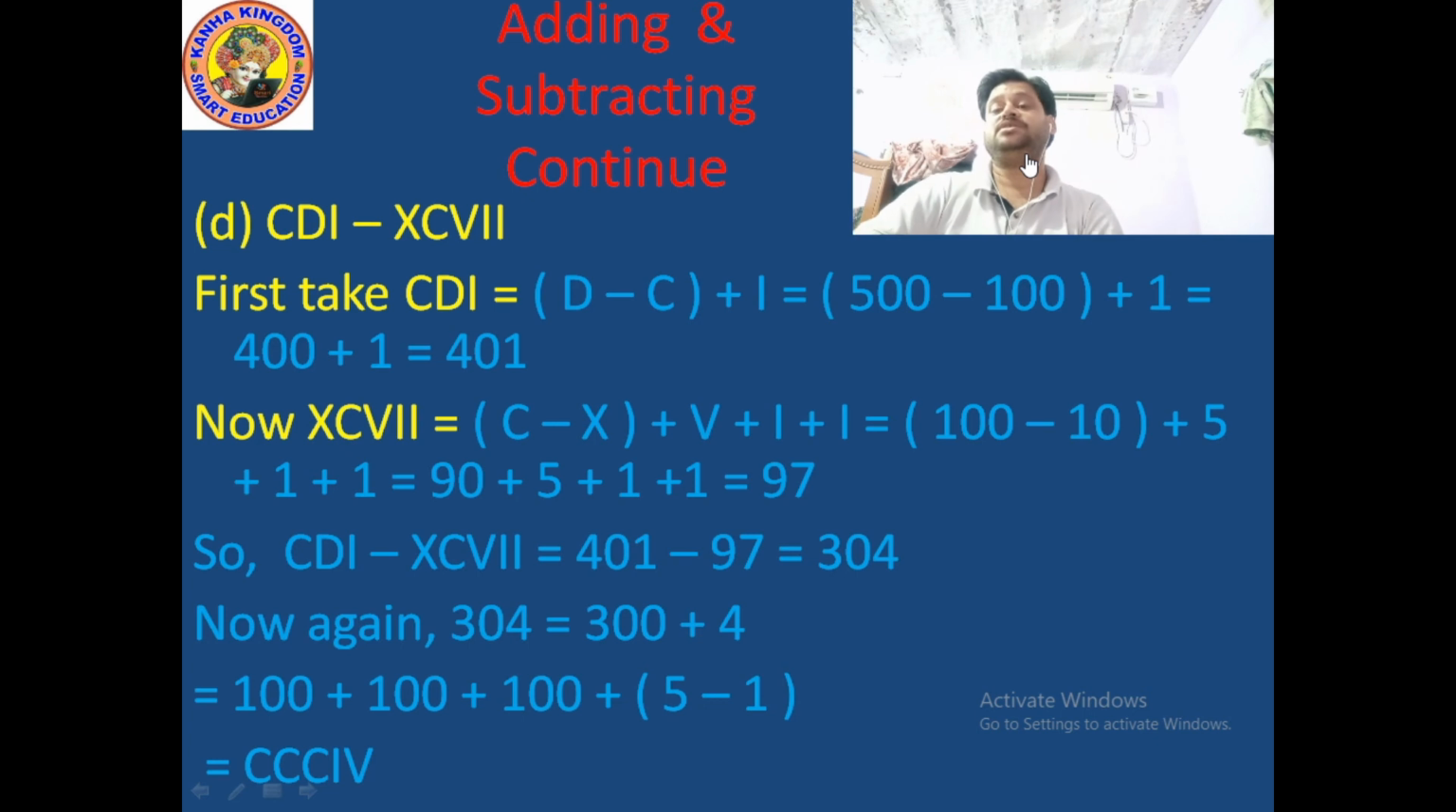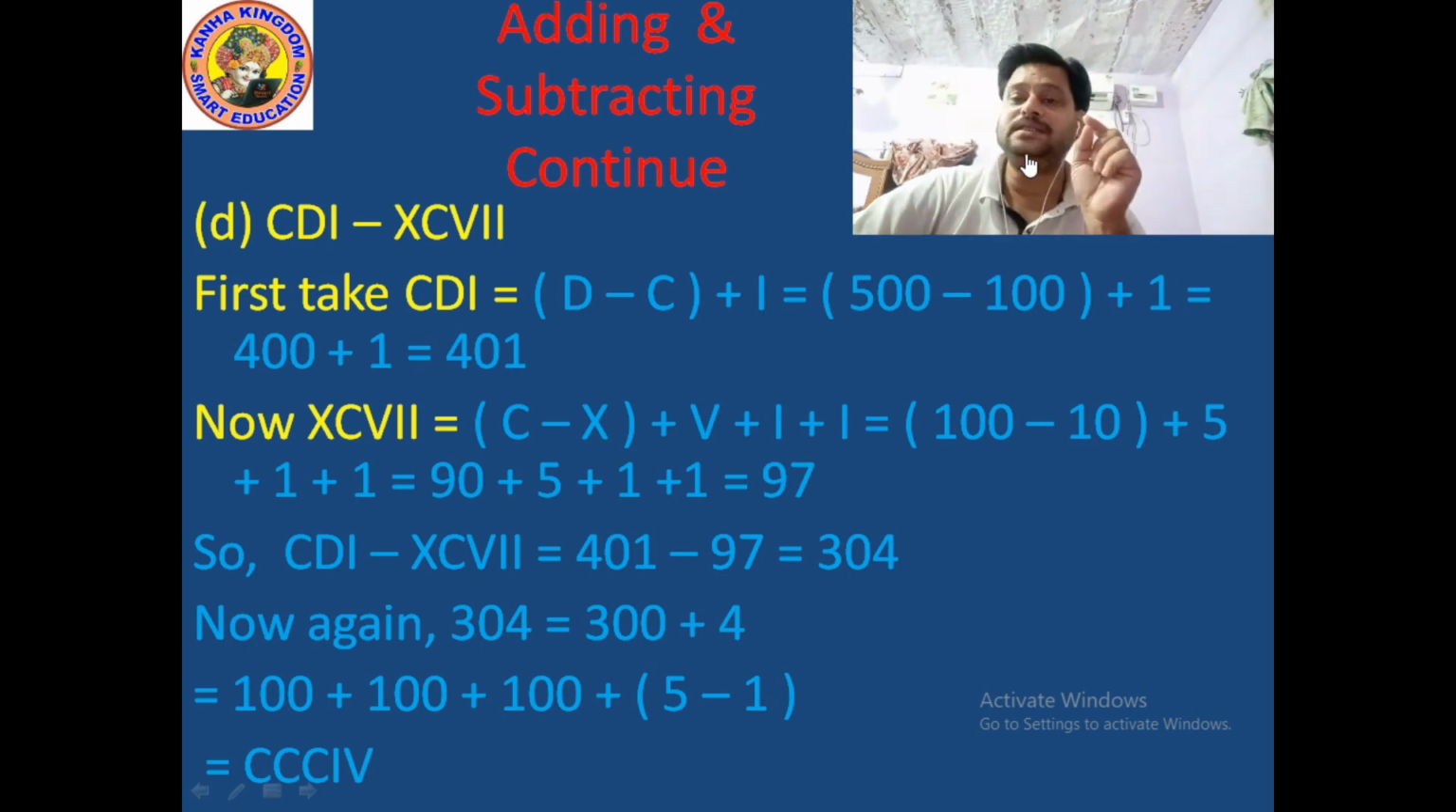Now the second part in subtraction form, but the total fourth part of this question. The question is CDI minus XCVII. Once again I repeat it, CDI minus XCVII. So first you convert these numbers into Hindu-Arabic.